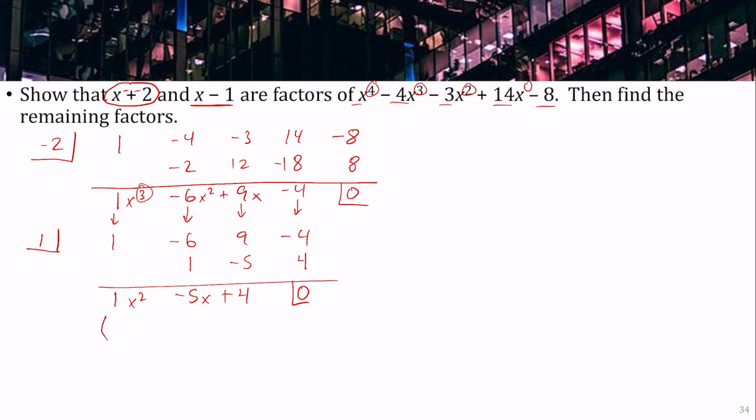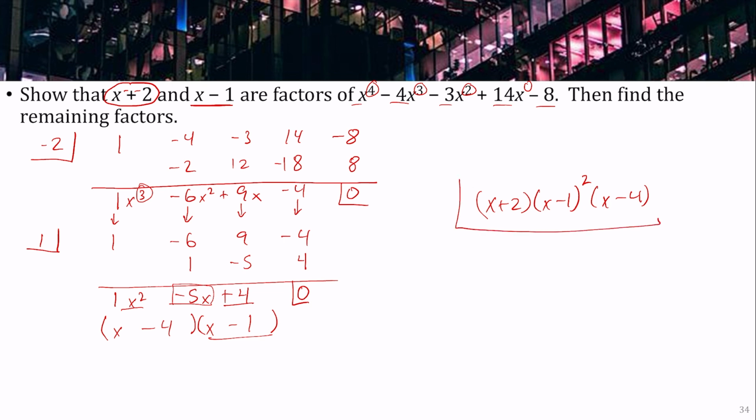That is a quadratic, so I might be able to factor that. To get x squared, it'd be x times x. To get 4, might be negative 4 and negative 1, so it adds to make the negative 5. So my factors are the x plus 2 that I started with, the x minus 1 that I started with, then the x minus 4, and then I have another x minus 1. So instead of writing times x minus 1 again, I'll just square the x minus 1 that's there. And there it is, completely factored.